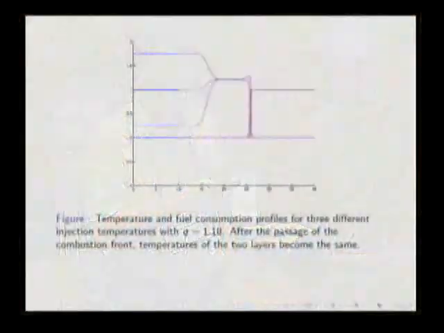We have another picture here. This picture shows us that for different injection temperatures, we have only one combustion temperature. Analytically, we can't prove this for the whole system, but for each layer it's possible to prove it analytically. But considering the whole system, we can't prove this result. Okay.